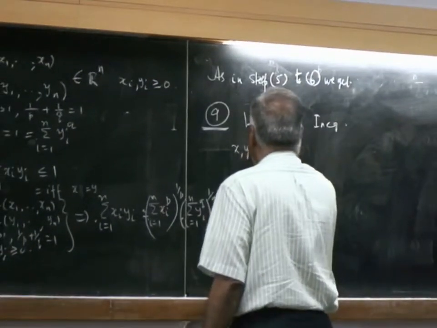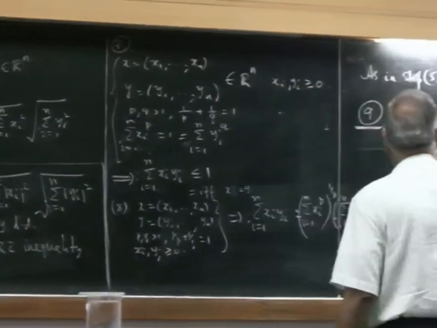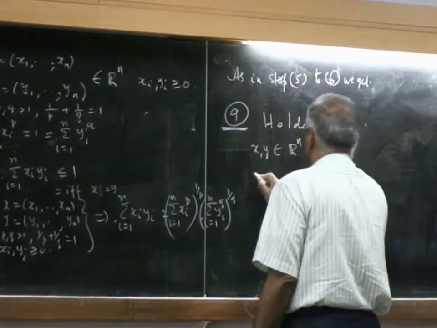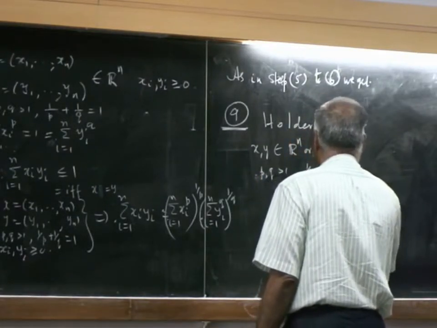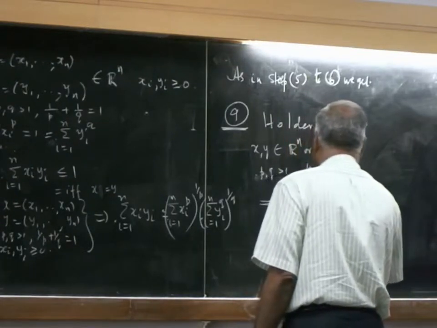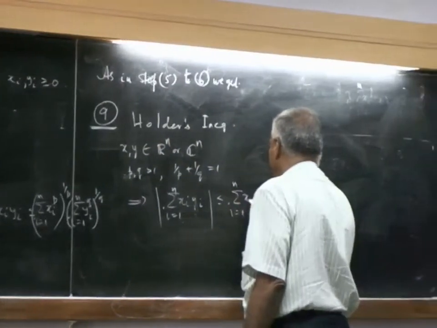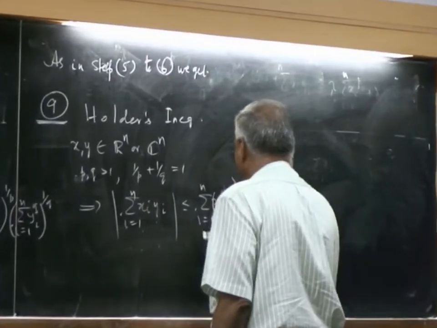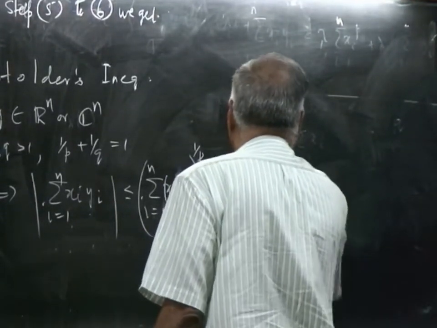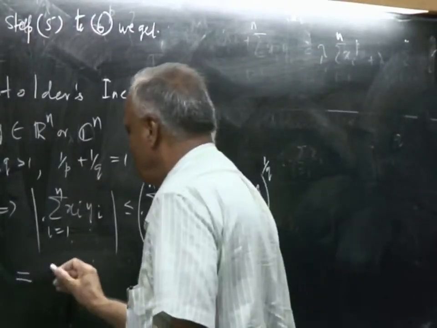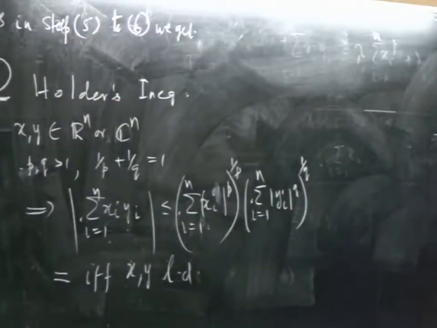which says that x, y belong to Rn, and again we can have Rn or Cn also, because the modulus things work. If p, q greater than 1 and 1 over p plus 1 over q equals 1, then the modulus of summation i equal to 1 to n x i y i is less than or equal to summation i equal to 1 to n mod x i to the power of p, to the power of 1 over p, into summation i equal to 1 to n mod y i to the power of q, to the power of 1 over q. This is called the Holder's inequality.